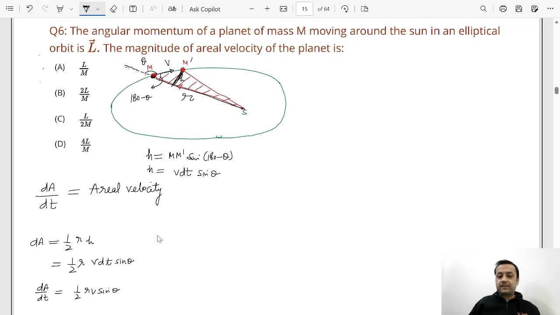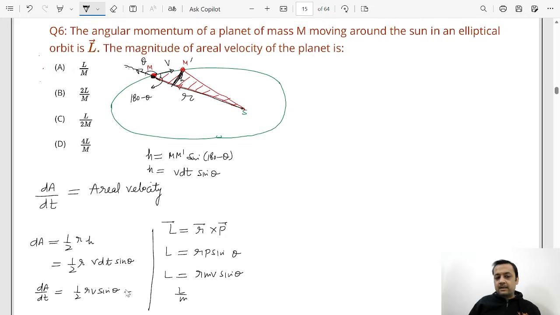Now, if I ask you what is the angular momentum of this Mars about the sun, the angular momentum of the Mars about the sun will be r cross p. So the magnitude of angular momentum will be r p sine theta. This is the radius vector and this is the velocity vector. The direction of velocity and the direction of momentum are the same, so this will also be the direction of momentum. The angle between radius and velocity is theta. So we can say r m v sine theta.